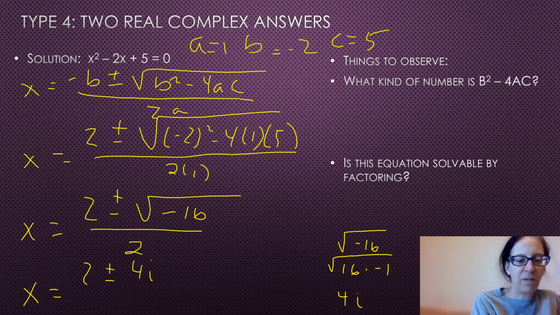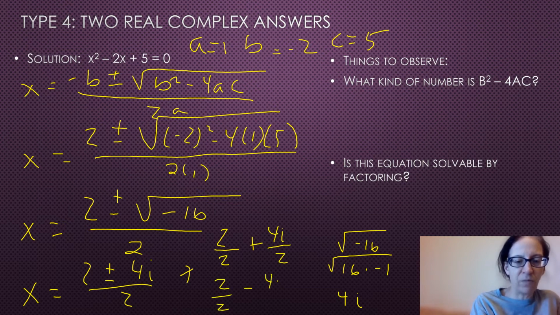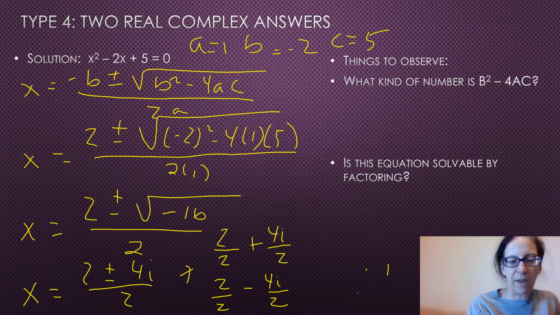So that could be that, okay? Which could be simplified further into, let's see, 2 over 2 plus 4i over 2, or 2 over 2 minus 4i over 2. And let me erase this for a second, because I did 2 things at once there, so I want to make sure I explain it to you.